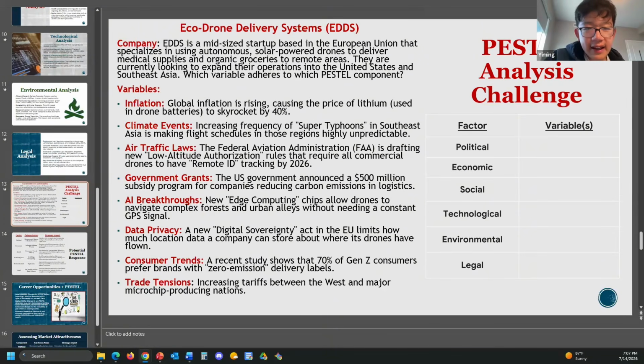Share it in the chat, or you're welcome to come off mute and talk with each other. Looking at these variables, inflation, climate events, air traffic laws, government grants, all these in red here, where would they go? These are our PESTEL factors. Where would inflation go? Is that a political consideration? Is that an economic, social, technological consideration? So we're trying to match them up here.